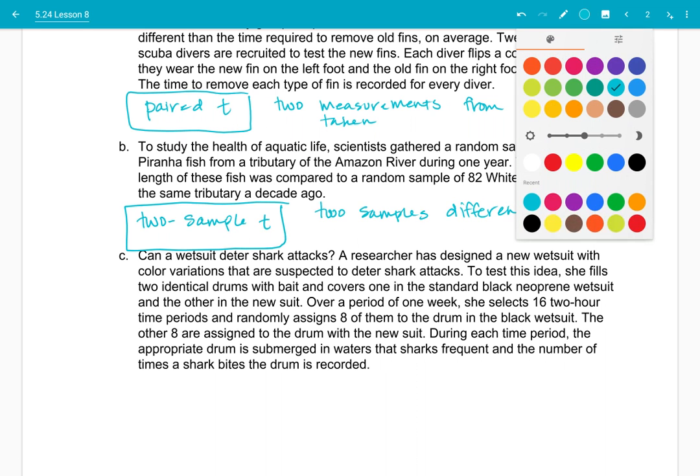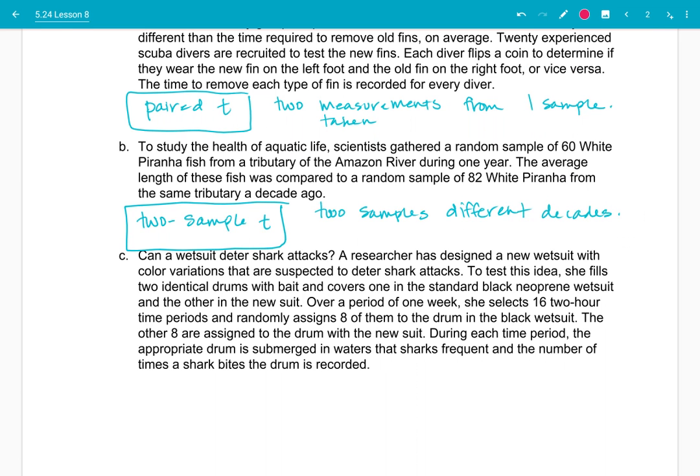Just to help you remember, when you have a paired T, you're finding the mean difference. And when you have a 2-sample T, you're finding the difference of the means.